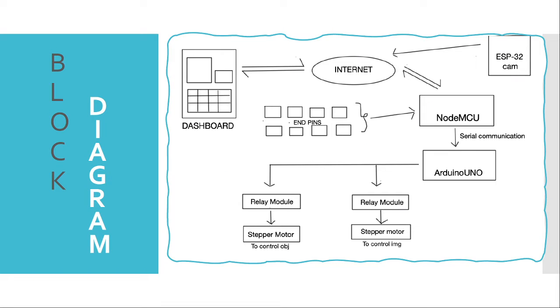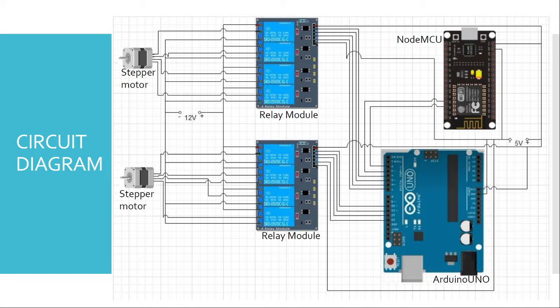This is the block diagram presentation of our project. The dashboard, ESP32 cam and Node MCU are connected to the internet for transmitting and receiving the data. Arduino is serially communicating with Node MCU to rotate the stepper motors. This is the circuit diagram of our project showing the connections of the stepper motor and Node MCU.